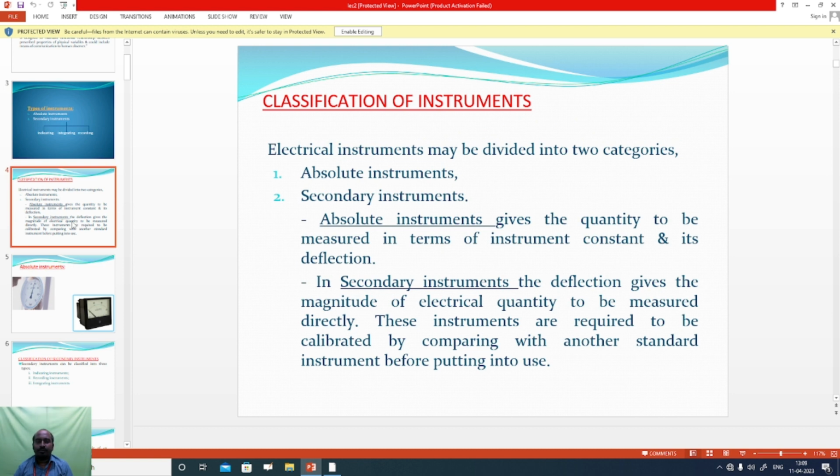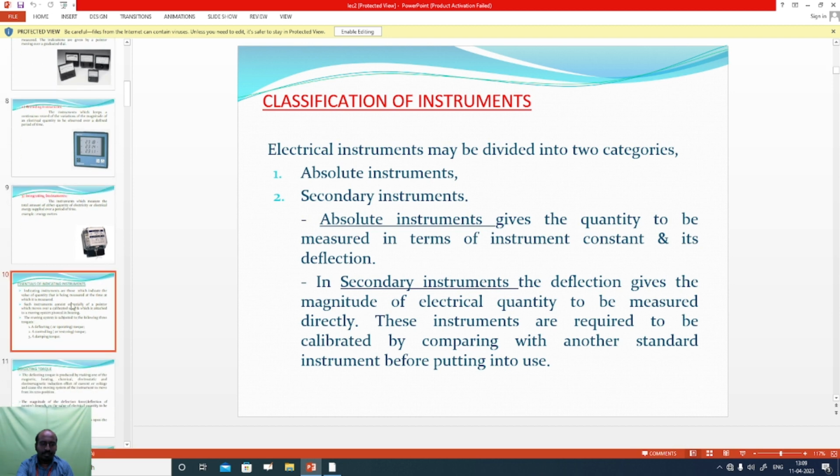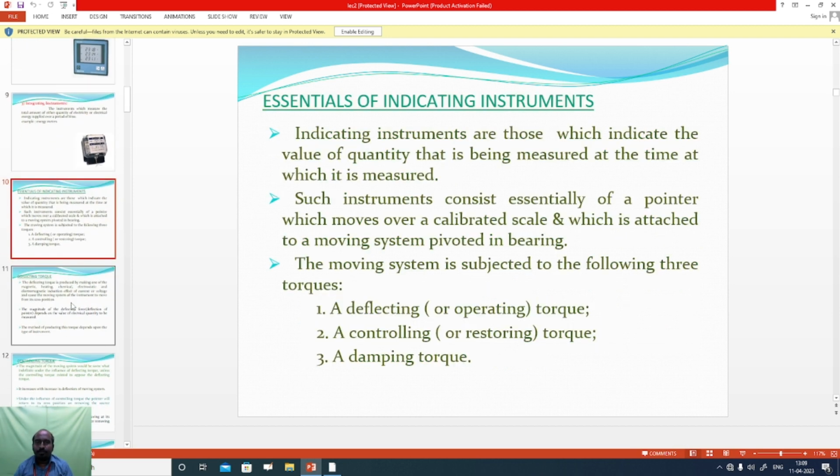So far we have learned what is a measuring instrument. It is a device which is used to measure an input quantity by comparing it with another standard quantity. The classification is absolute and secondary instruments. Of the secondary instruments, we have seen indicating, recording, and integrating type instruments. Of the indicating instruments, we have seen the three main essential torques: deflecting torque, controlling torque, and damping torque.